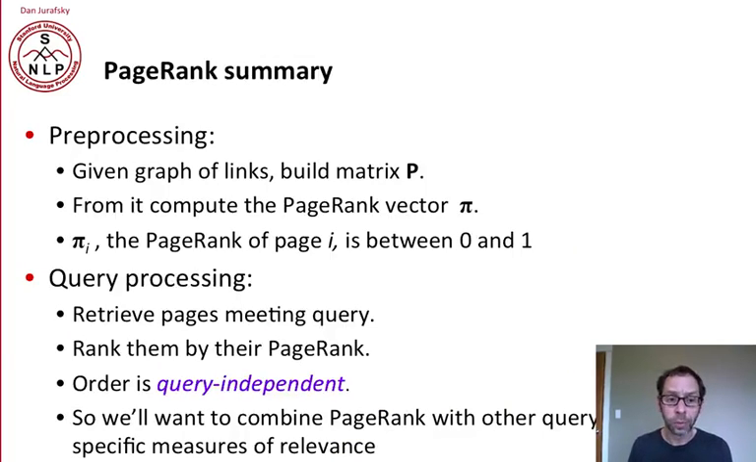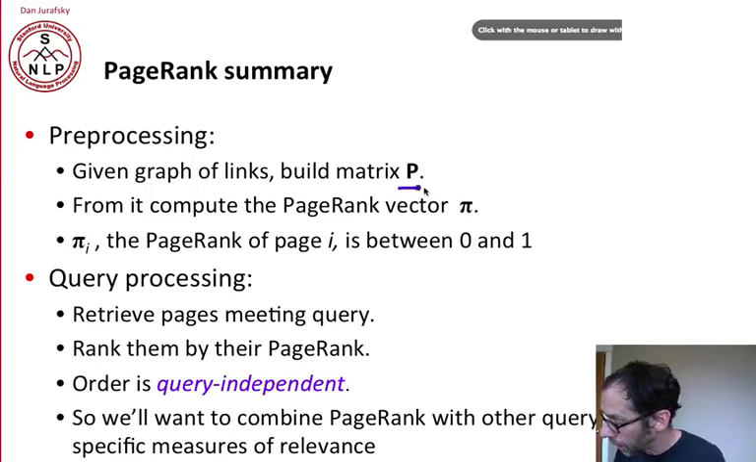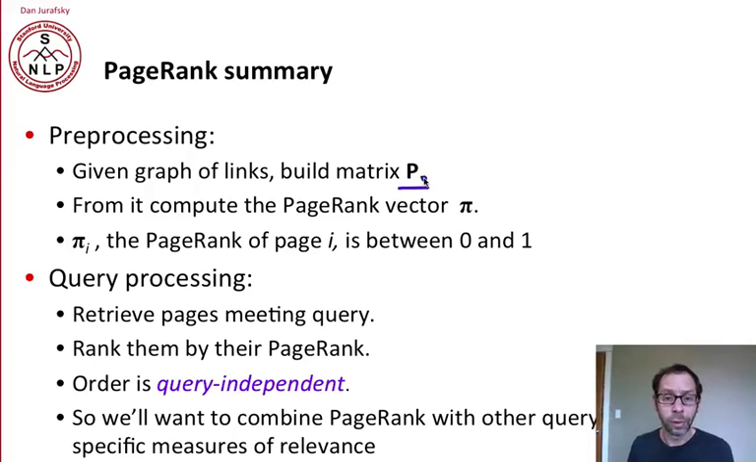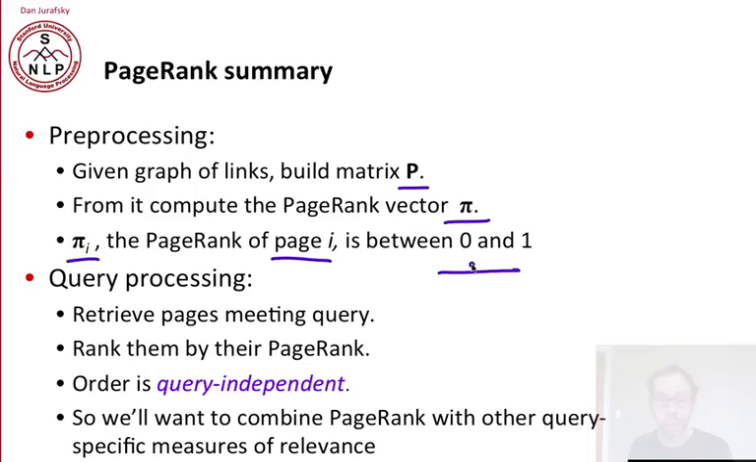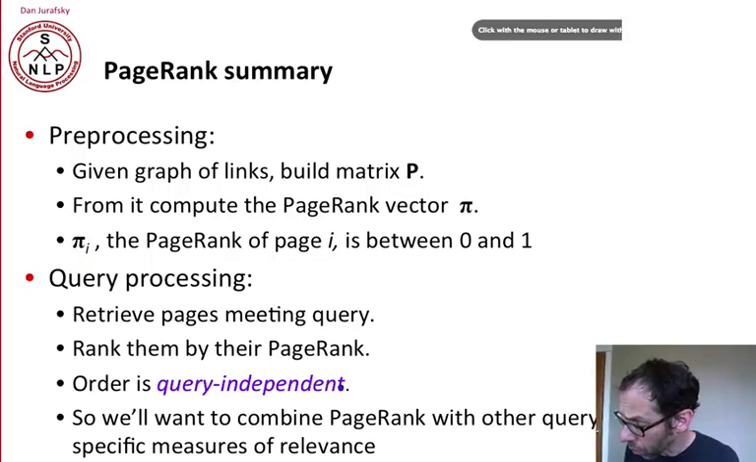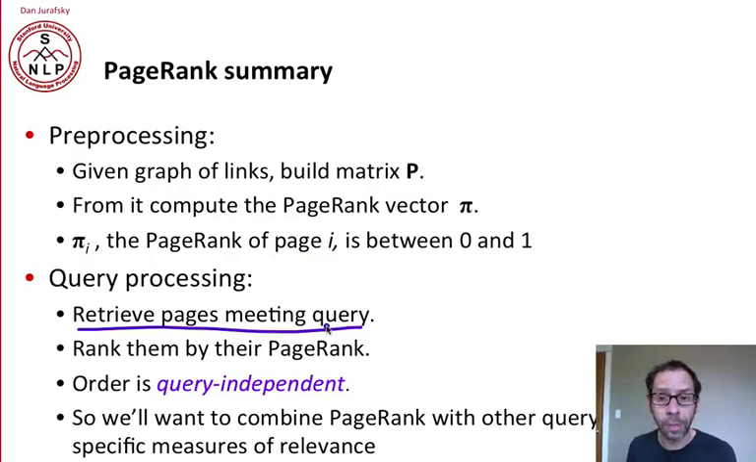So in summary, for PageRank, in pre-processing, we take the adjacency matrix of the web, the graph of links, and we build our probability matrix P with whatever teleportation probability we like. From that, we compute the PageRank vector, maybe by power iteration. And then pi sub i, the PageRank of page i, is going to give us a number between 0 and 1. So now at query time, we're going to retrieve all the pages that match our query.